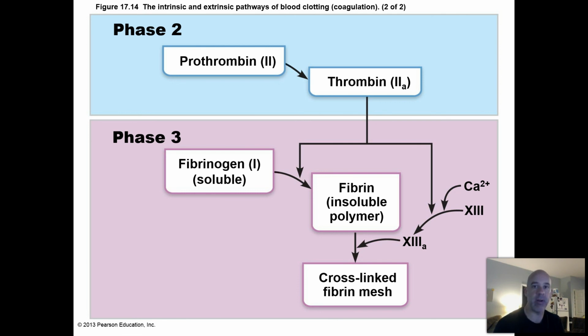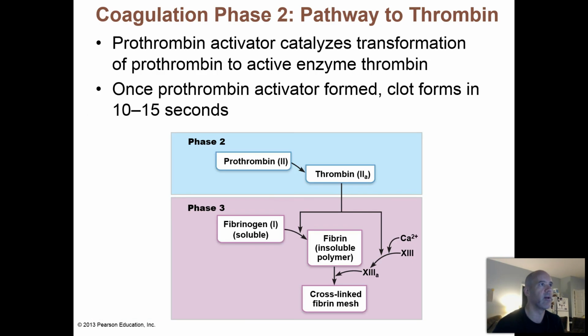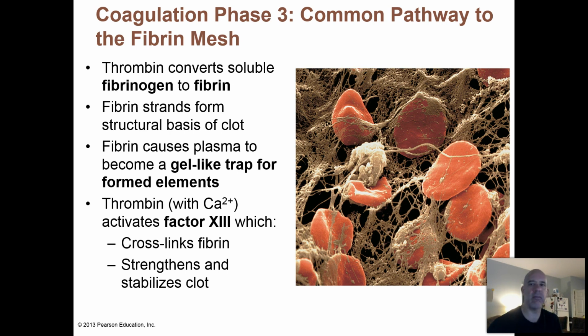All right, so none of this would happen unless you start off at the very beginning with the extrinsic or intrinsic pathways. Okay, little trivia here. Notice once you go through the intrinsic and extrinsic pathways, or both, and you have prothrombin activator enzymes around, it takes about 10 to 15 seconds after that for a clot to form. And you guys know that when you cut yourself, if you're healthy and you have normal blood clotting, it forms pretty quickly. It's a pretty fast process, which is good for our survival.